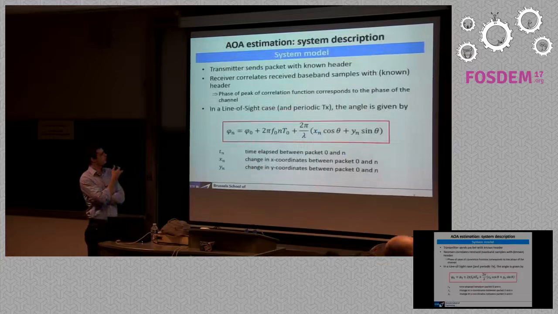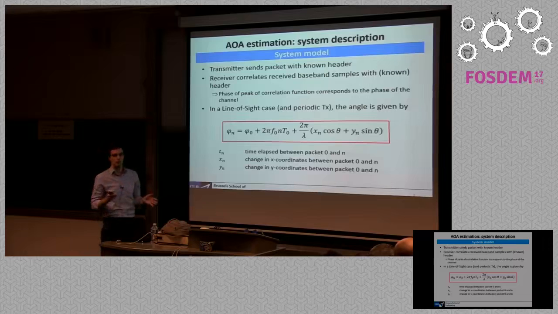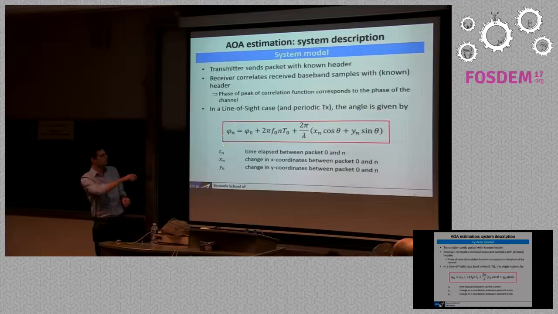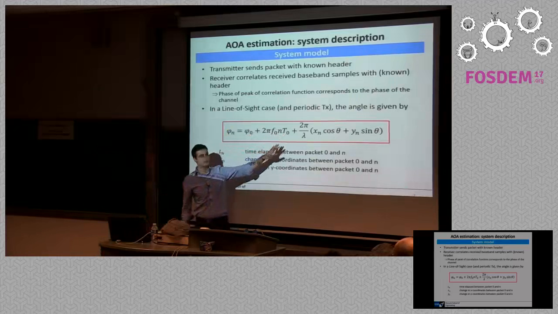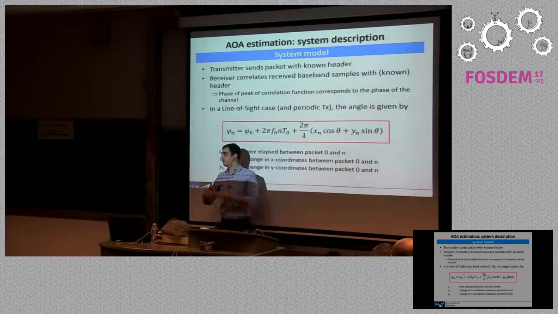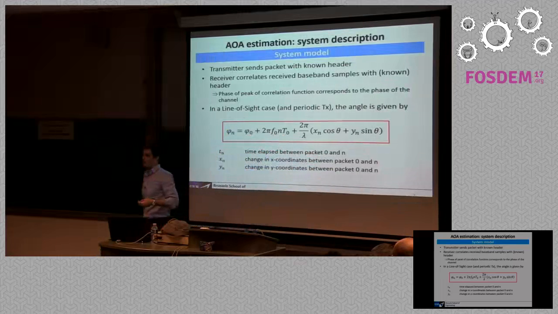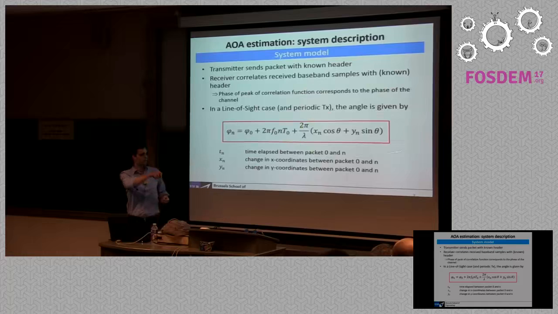So if we have a line of sight channel, which we're going to take as the main assumption here, so we're not going to deal with multipath channels at this stage, the phase of each received packet that you get is given by this following term, where you have some initial phase, some term due to frequency offset, and then some term due to displacement of the receiver. If you remember this from signal processing or antenna course, this is basically the beam steering vector that you have.